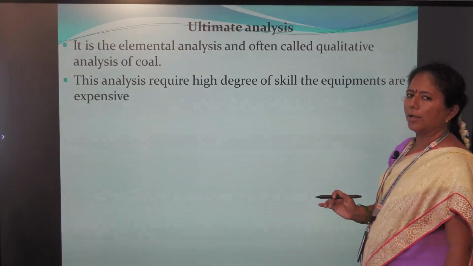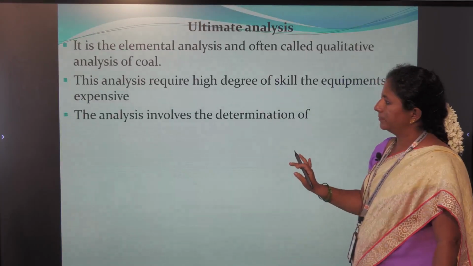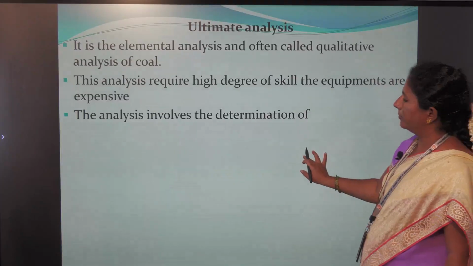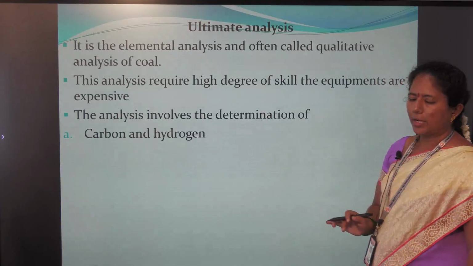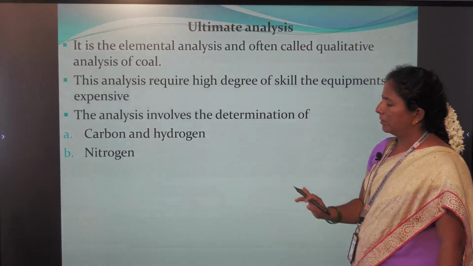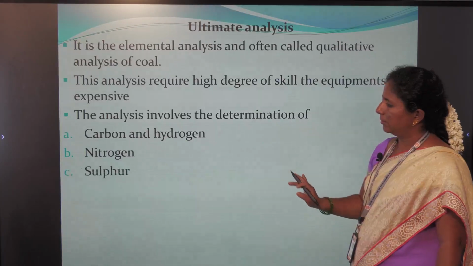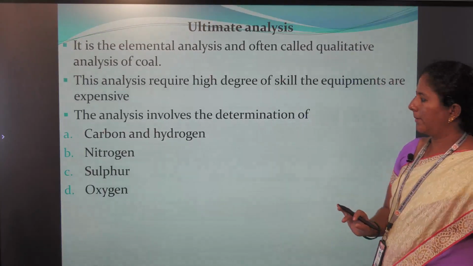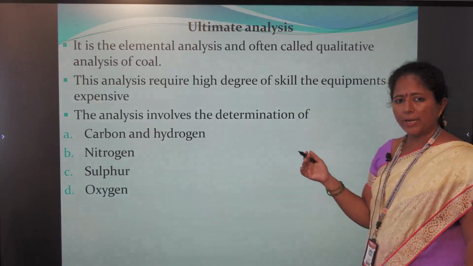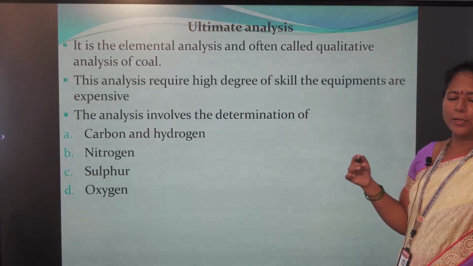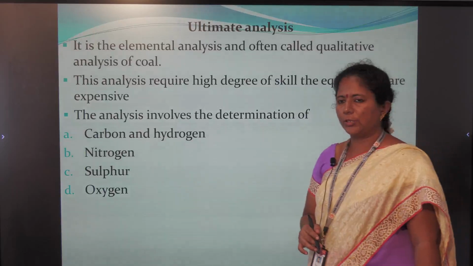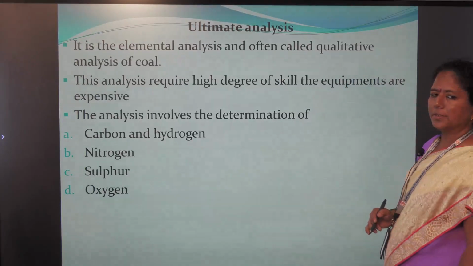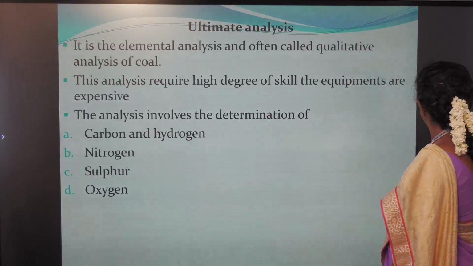This analysis requires high degree of skill. The equipments are expensive. The analysis involves the determination of carbon and hydrogen, nitrogen, sulfur and oxygen. Whereas in proximate analysis, we have determined the percentage of moisture, percentage of volatile matter, percentage of ash and percentage of fixed carbon.